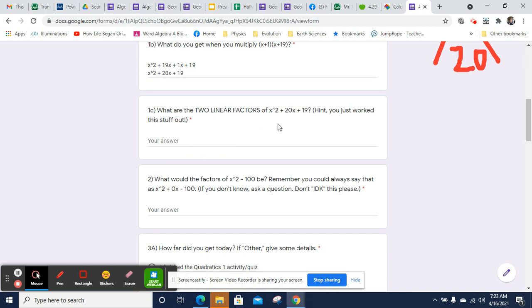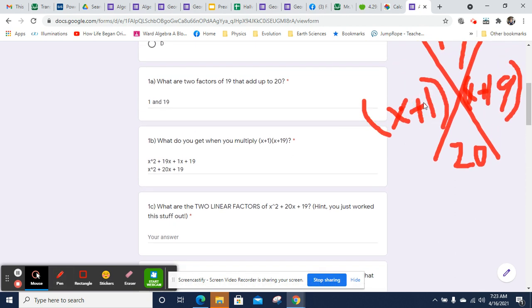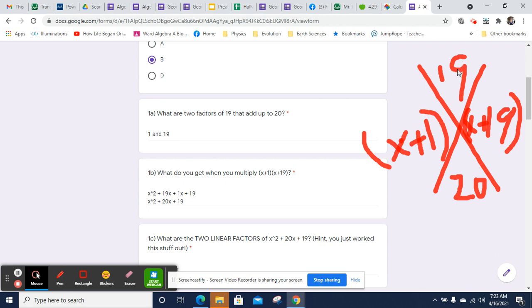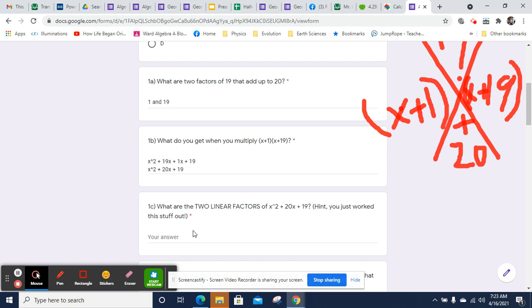What are the two linear factors of x squared plus 20x plus 19? So once again, we just use this handy-dandy tool where we've got 19 as our product and 20 as our sum. So x plus 19 and x plus 1. And so the two linear factors are going to be x plus 1 times x plus 19, which is what you just worked with.